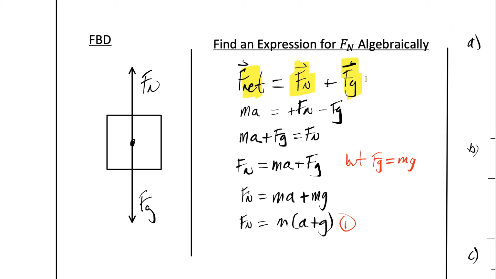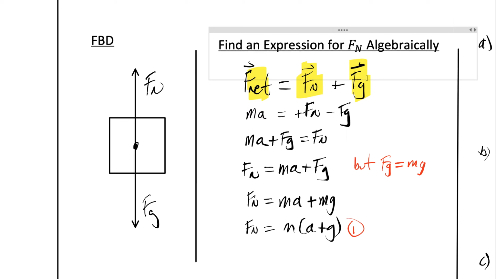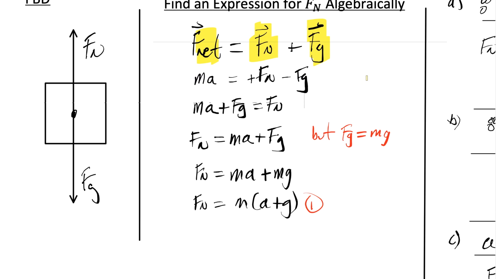There's only forces in the y component, so we don't have to worry about x and y here. There's just only one component that we're worried about. Next, I get rid of the vector notation and I replace Fnet with MA, Fn with positive Fn, and Fg with a negative. Okay, so I really need to clarify something here.